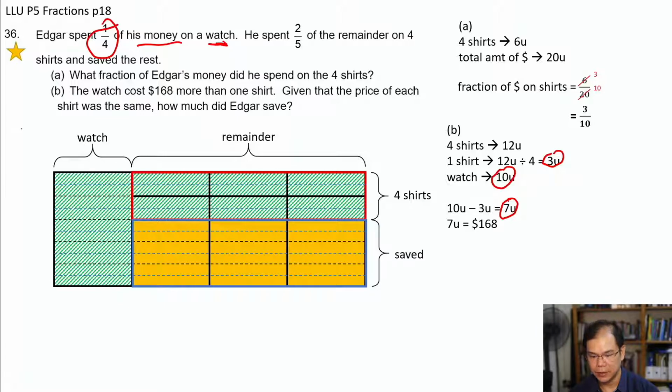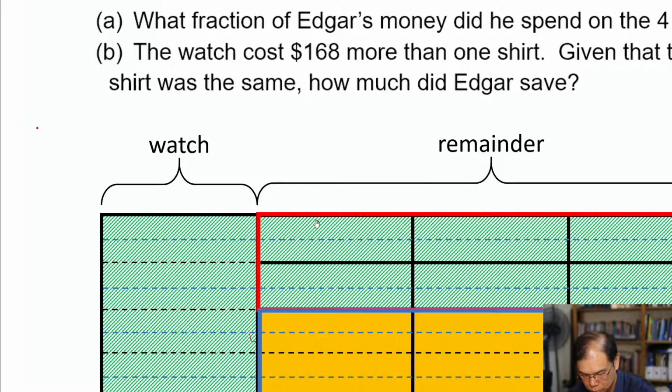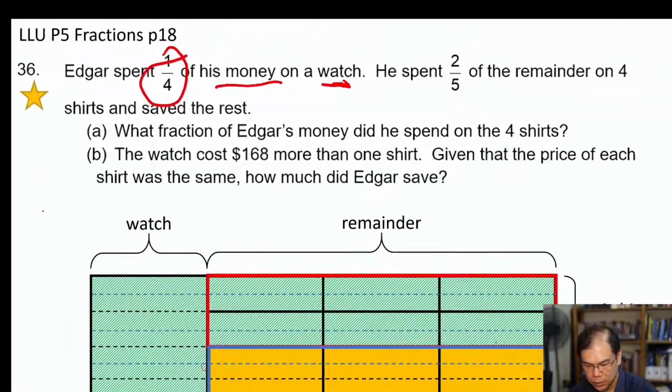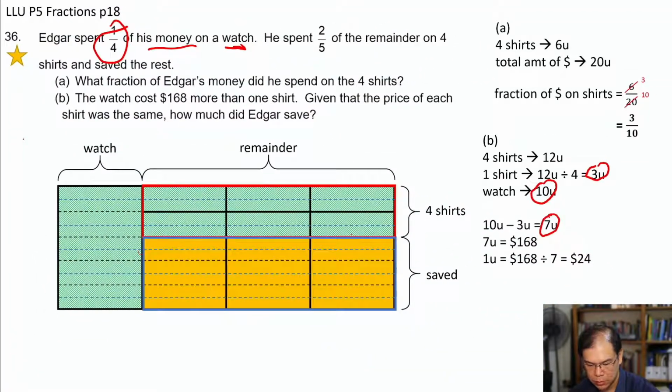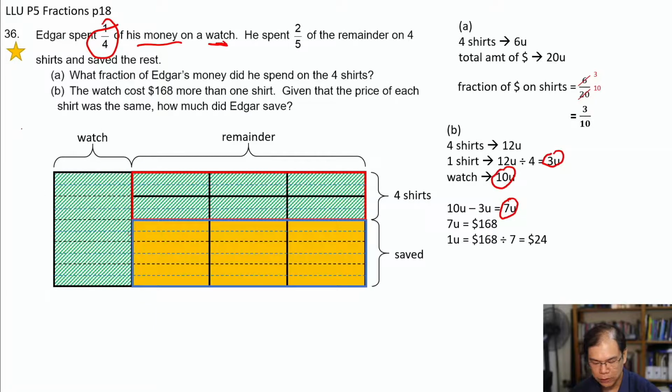Now, the question is asking, how much did Edgar save? So it's the amount in the blue box, this portion. Oh, I must find 1 unit first. Yes, 1 unit is $24. So this is $24.